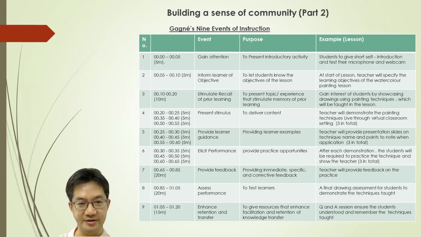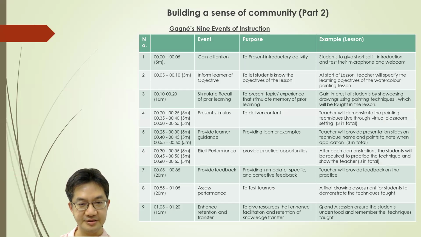Part 4 of the events will be present stimulus. The purpose is to deliver content. This will take up 5 minutes. In this part of the lesson, the teacher will demonstrate the painting techniques live through the virtual classroom setting. The fifth event is to provide learner guidance. The purpose is to provide learners examples, which takes up another 5 minutes. For this lesson, the teacher will provide presentation slides on technique names and points to note during the application.